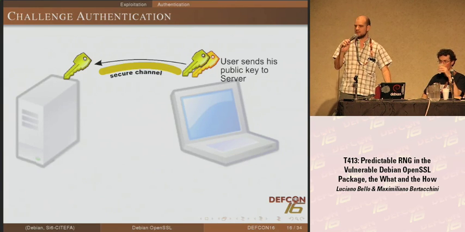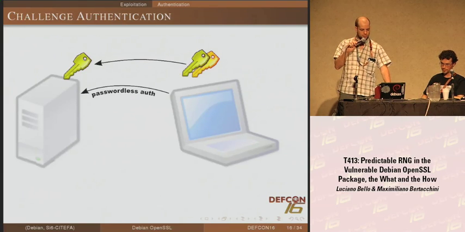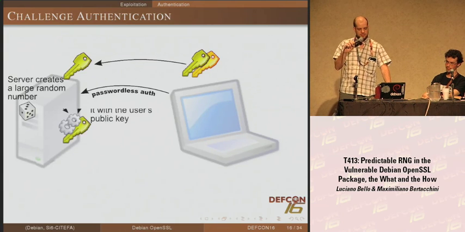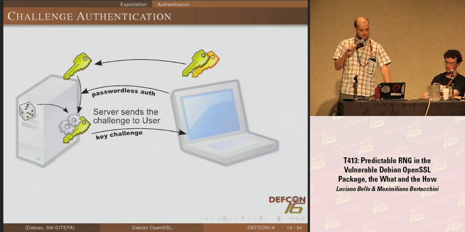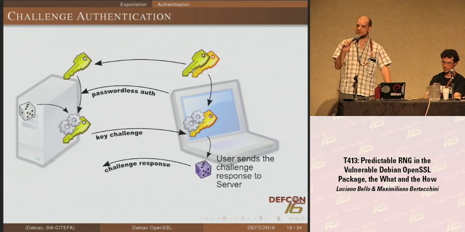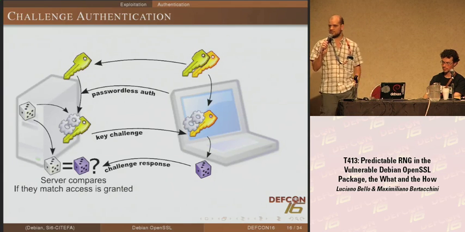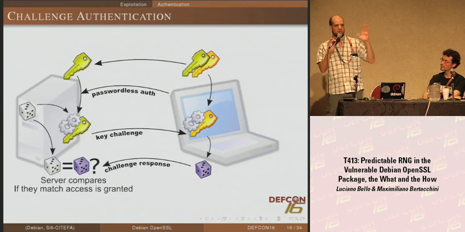The client generates a pair of keys randomly. When the client wants to log in with passwordless authentication, the server creates a random number and ciphers it with the public key. They send the challenge. The client deciphers the challenge, gets the random number again, and sends the challenge response to the server. And if it's okay, access granted. Are you familiar with the concept?